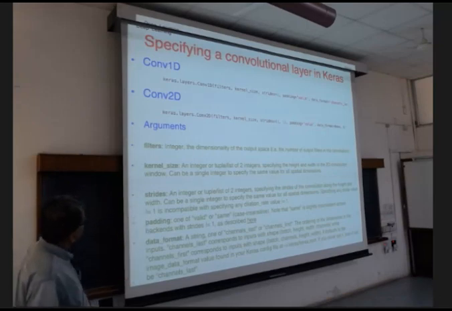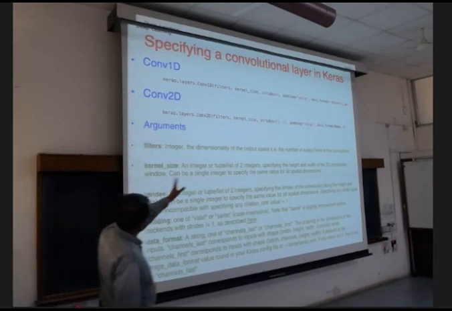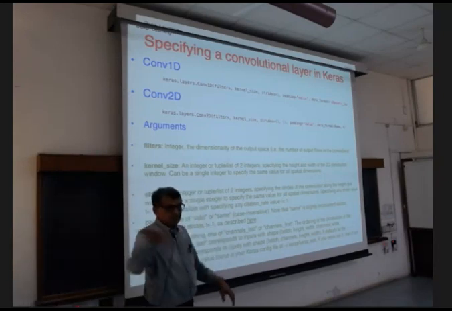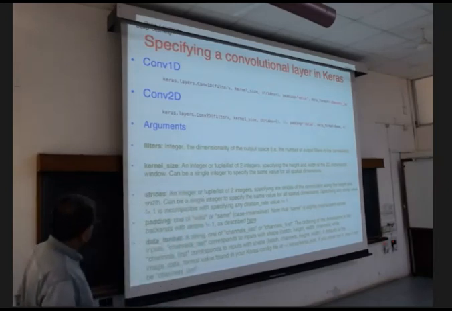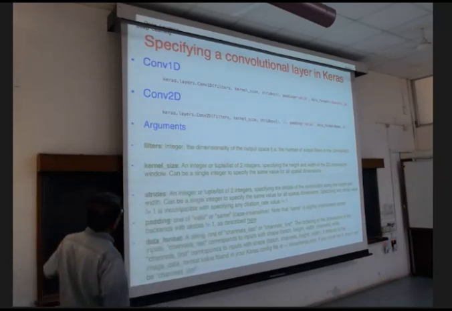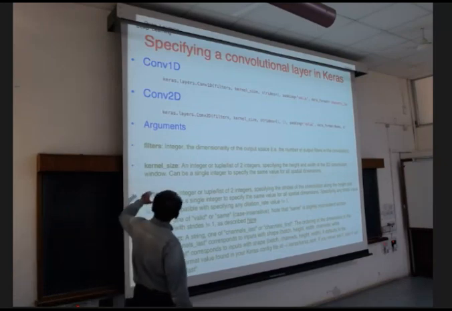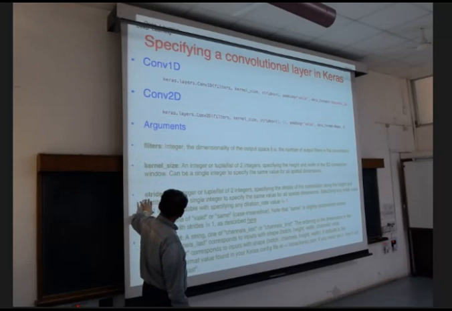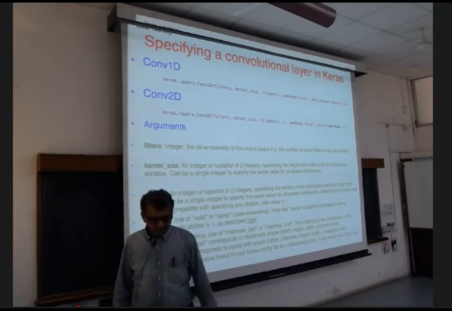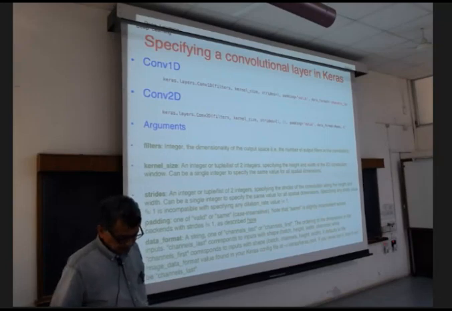You can have one-dimensional convolution, or you can have two-dimensional convolution, in which case you have strides 1-1, which means you have stride along the x-axis, stride along the y-axis, and so on. And what are all these arguments? These are definitions like filters, kernel size, strides, padding, data format, all these kinds of things you can find online on defining a convolutional layer.